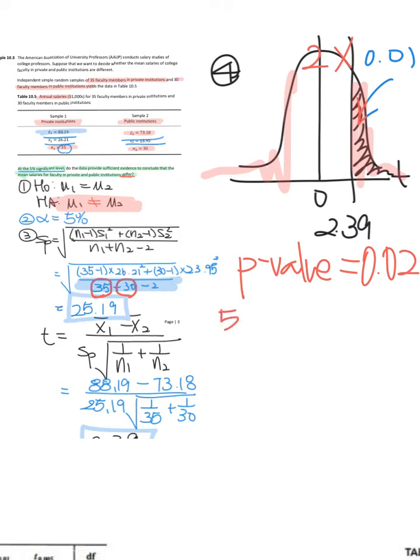Now, step 5, decision. Roughly, I can say the p-value is 0.02, but how much was the alpha? Alpha was 5%. 2% is less than 5%. What will be the decision? Reject the null statement.